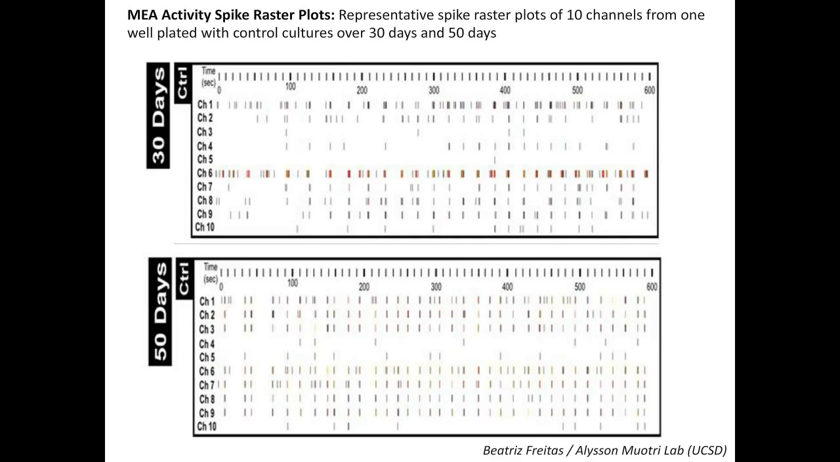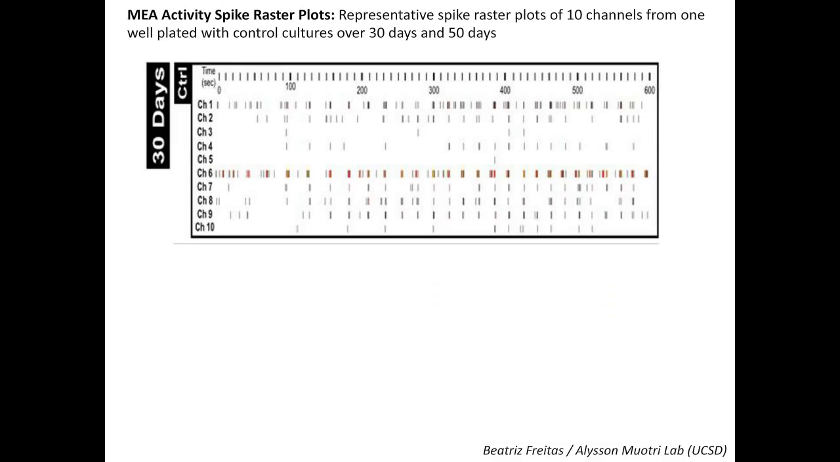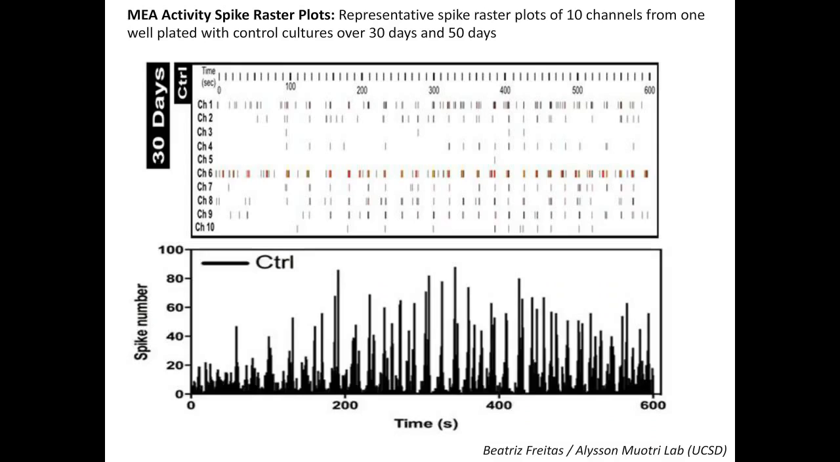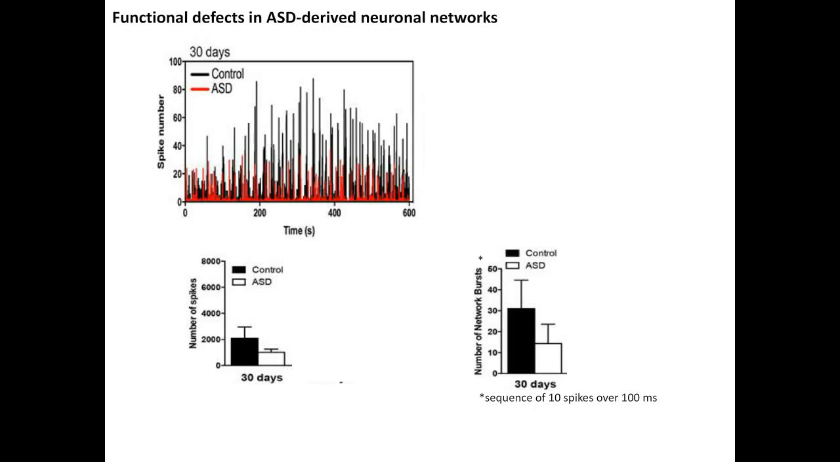To facilitate visualization and multiple comparisons, we collapsed all the spikes from one channel and superimposed them with an autism sample. This work was done in collaboration with Bia Freitas and the Alison Watrous lab in UCSD. When we superimposed the ASD-derived neuronal networks onto the control, we noticed that at 30 days of differentiation, we could already detect a tendency for decreased activity of ASD neurons.